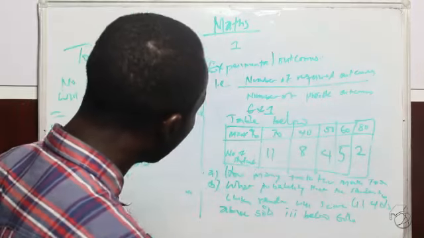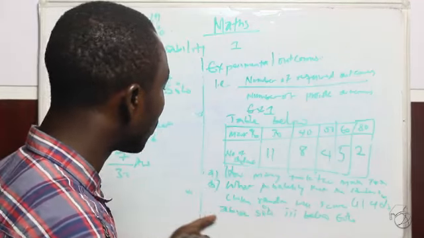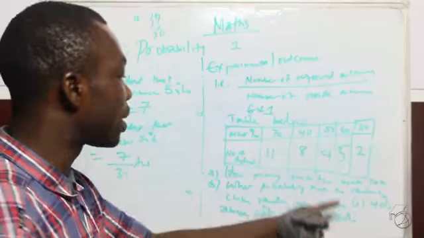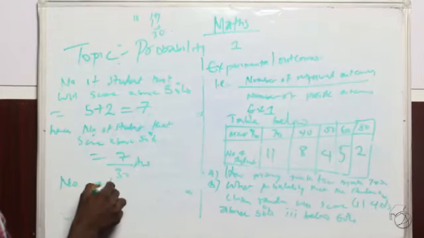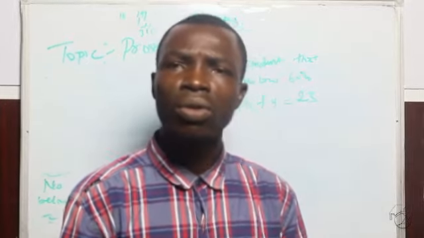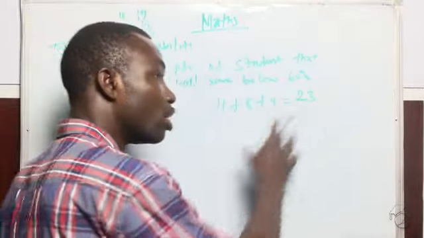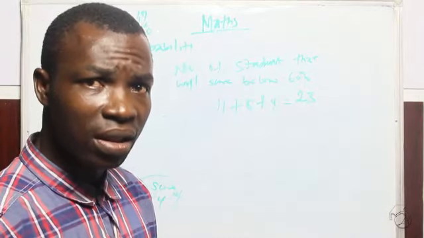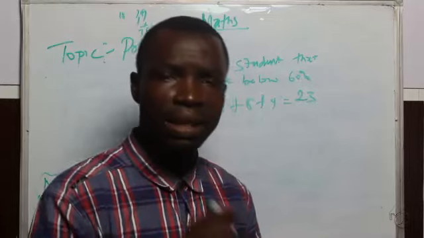Now, I want us to consider the last question that said, what is the probability that the student will now score below 60%? That is, below 60%. The number of students that score below 60% are 11 plus 8 plus 4, which will give us 23, which is the required outcome. That's one of the questions. Now, we want to find the number of possible outcomes. Remember when I told you that the number of possible outcomes is the total number of students that took this mathematics test.